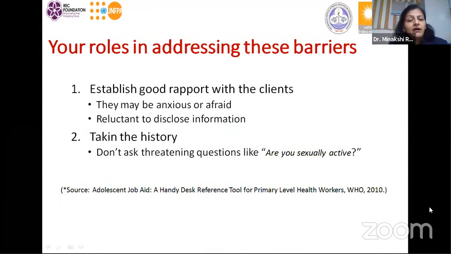We should be aware that they may be anxious or afraid of putting their problems to the healthcare workers, and they may be reluctant to disclose the information. So we should definitely make a good rapport initially before taking history. As far as possible, we should not put a direct question to them, and they should not be feeling threatened by our questions.